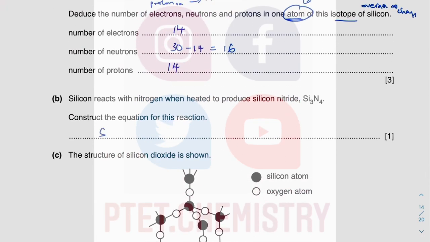Next bit, silicon reacts with nitrogen. When you heat it, you can get Si3N4. Balance this equation. When they say construct, they didn't say balance, but whatever equation you write in chemistry, you've got to know you're doing chemistry, you've got to balance the equation. 3 silicon. Silicon is a giant molecular structure. It's not molecular, so it's not Si2. So be very careful. N4, but it's already N2, you cannot change that. So you have 2N2. You don't need state symbols here because they did not ask for any state symbols.